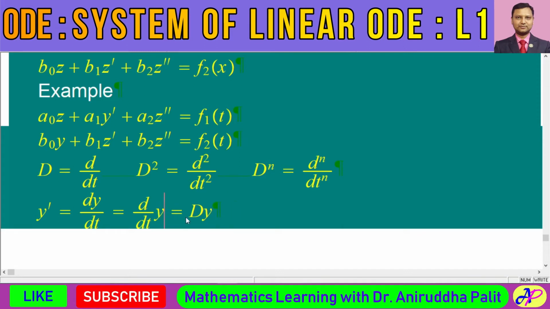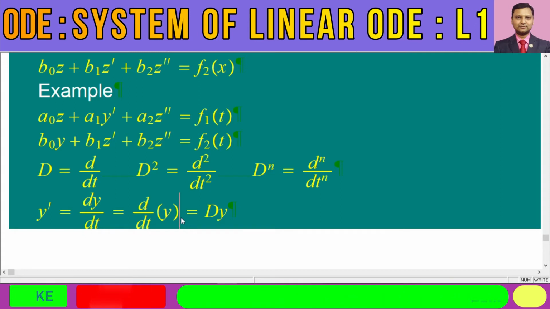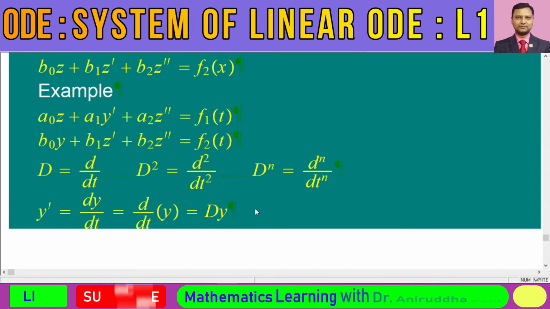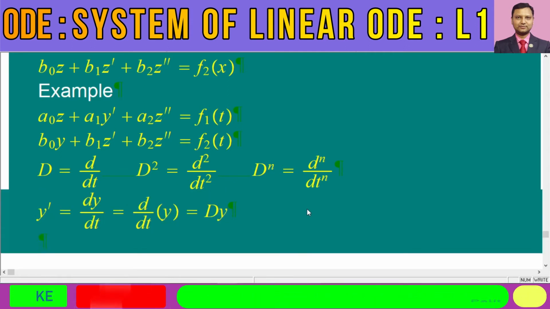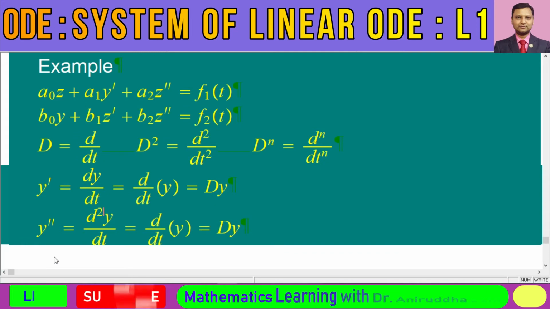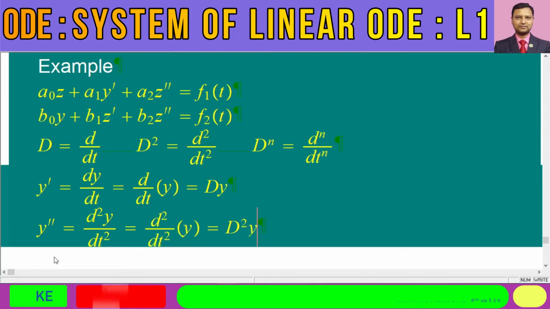We could also write it in this way, d/dt of y, just in order to stress that d/dt is an operator, a derivative-like operator, operating on the function y. We are writing this bracket, but we can also remove it, and simply write y prime is equal to Dy. Similarly, the second derivative y double prime is d squared/dt squared of y, and that is D squared y.